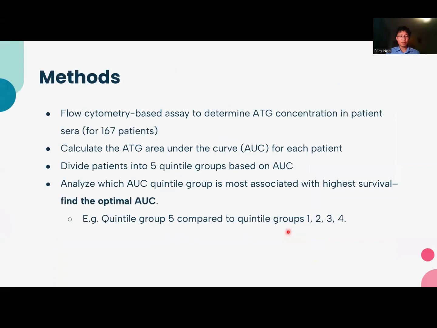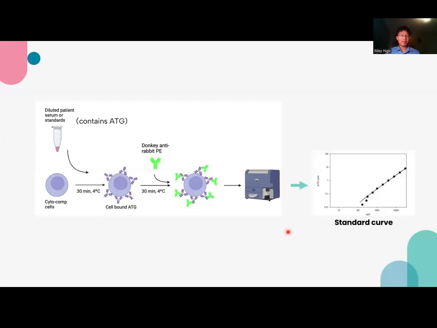There is currently no gold standard assay for determining ATG concentrations, so we ran a novel assay to do so at different time points as ATG is infused. We then analyzed this data with relapse and survival information collected from patient charts. For the assay, we simultaneously prepared standards, a series of blank sera. A sera is just a blood component with known ATG concentrations, and patient sera, which contain unknown ATG concentrations.